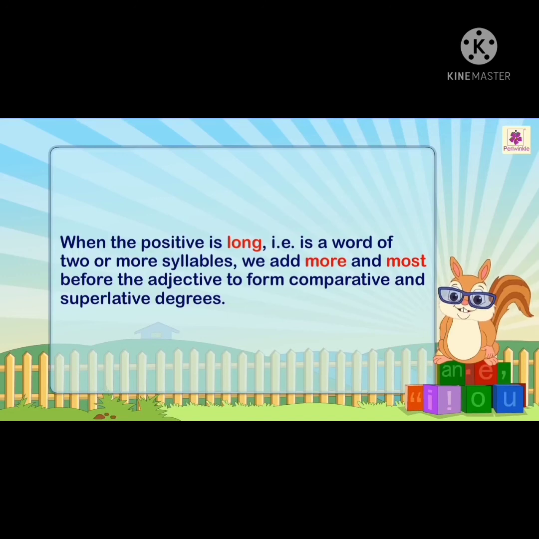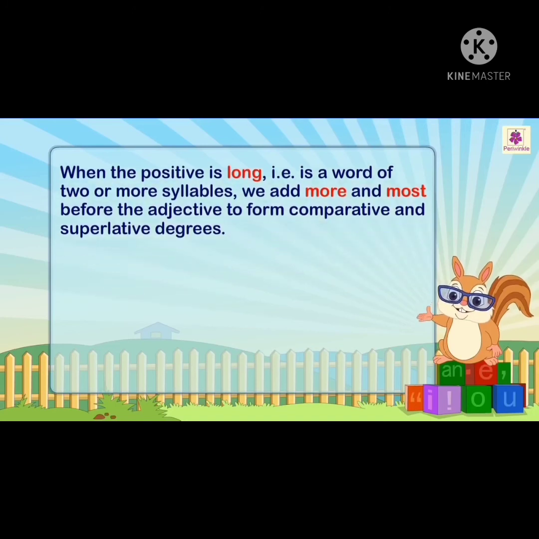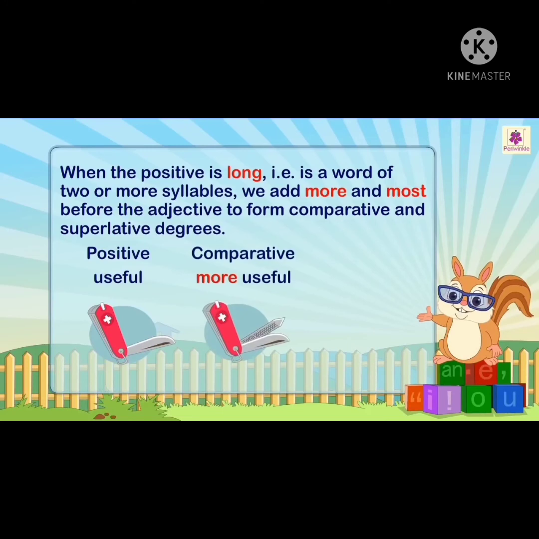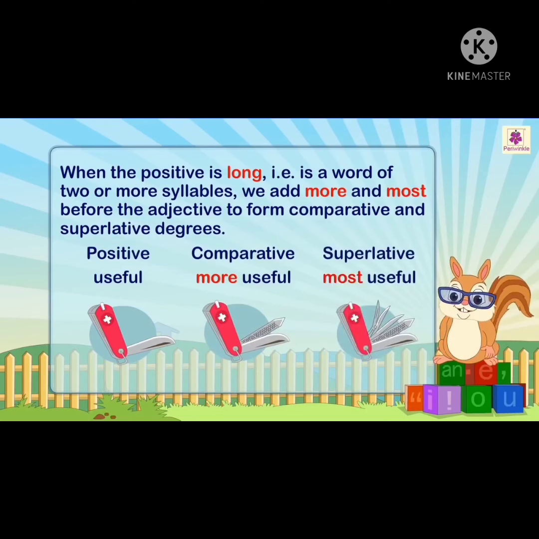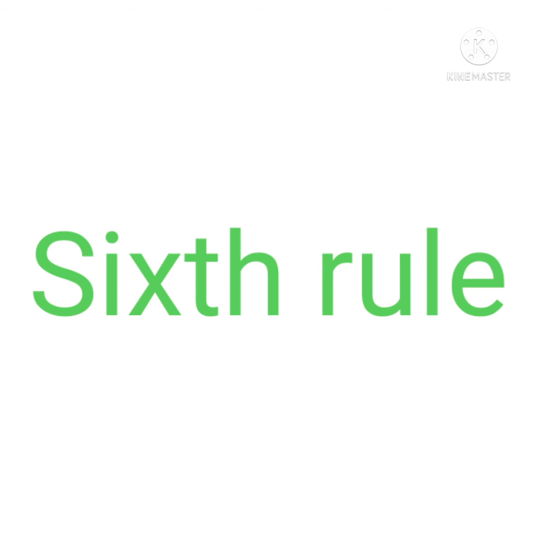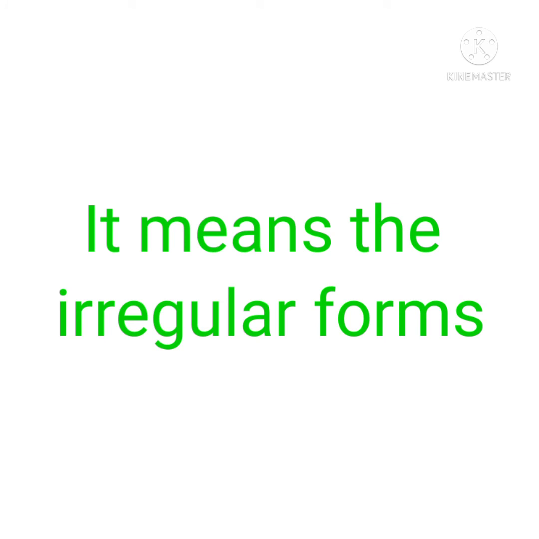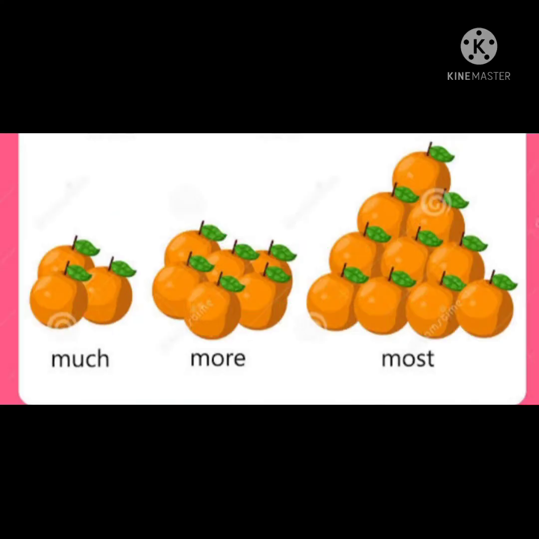So these are the examples we have seen. Next example you can see: useful, more useful in comparative, most useful in superlative. Next we are going to see the sixth rule. What is it? It is about the exceptional case. The exceptional case is nothing but irregular forms. So what are irregular forms? You see: much, more, most.